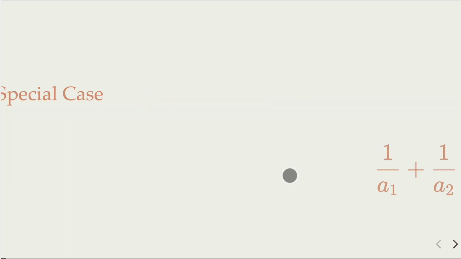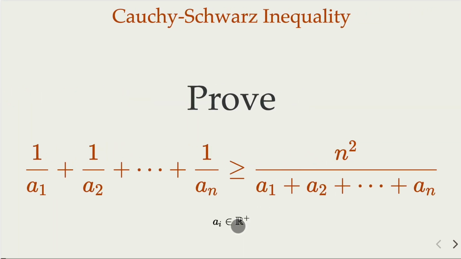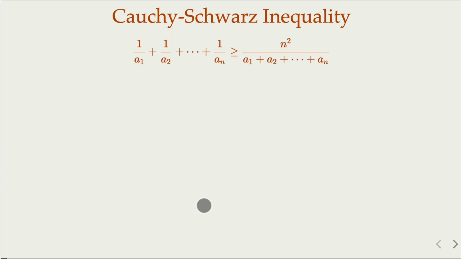Now, our problem today is this fraction form. Sometimes it's also very useful. This is actually a direct result of the Cauchy-Schwarz inequality. Let's look at that for positive numbers, of course.